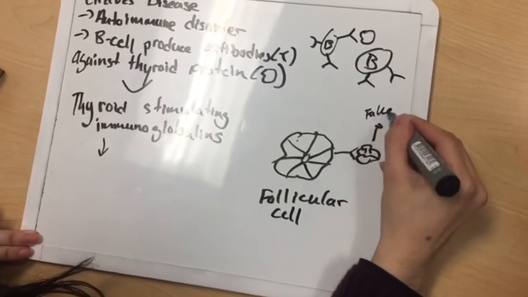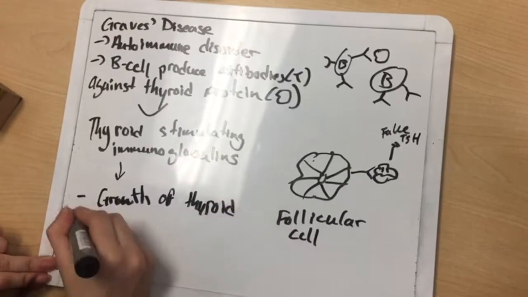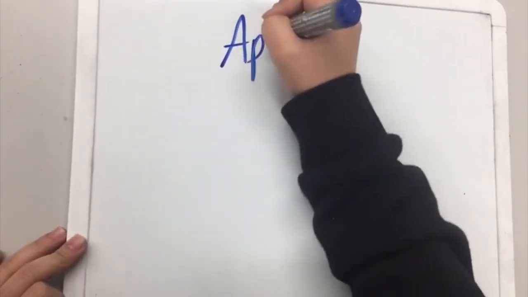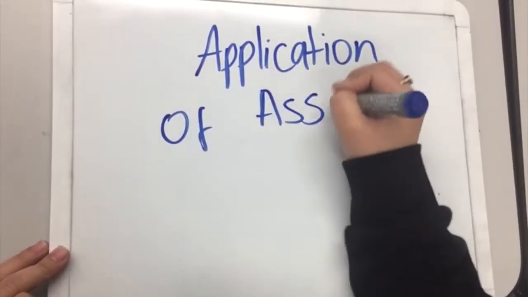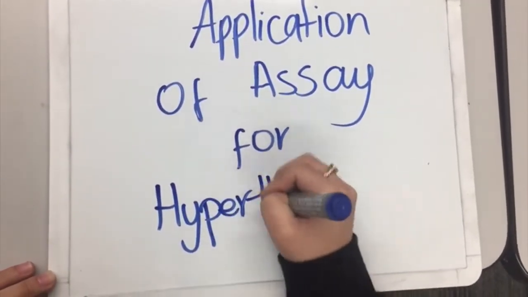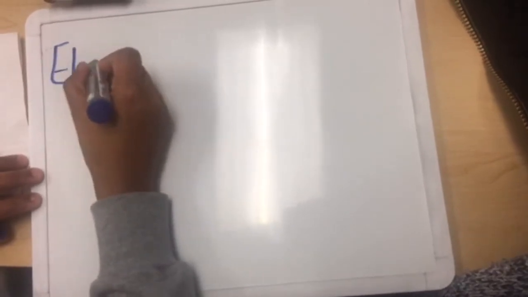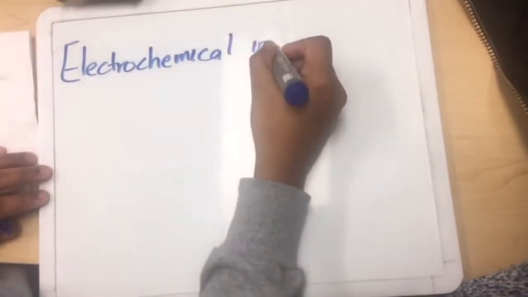The negative feedback will not take place because the hypothalamus is not able to recognize the fake TSH produced by the B cells. An application used to identify hyperthyroidism is immunoassay. This immunoassay consists of a novel immunosensor that is used for the electrochemical determination of human thyroid-stimulating hormone based on the CPE carbon paste electrode.